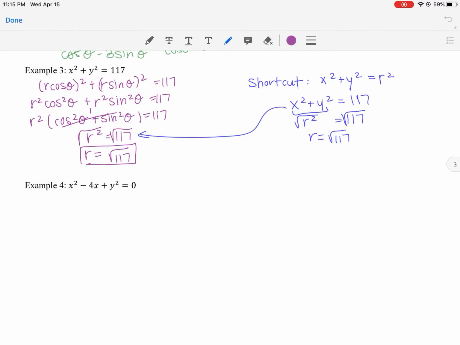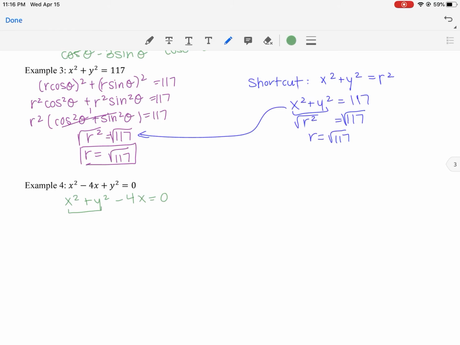So let's see how it goes. Once again, we've got things that we want to replace. It's going to get a little complicated though, right? If we have r squared cosine squared theta minus 4r cosine theta plus r squared sine squared theta equals 0, it's going to look a little messy. So let's rearrange this just slightly. I'm just going to put my x squared and my y squared together, and I still have minus 4x equals 0. We just talked about a shortcut, right?